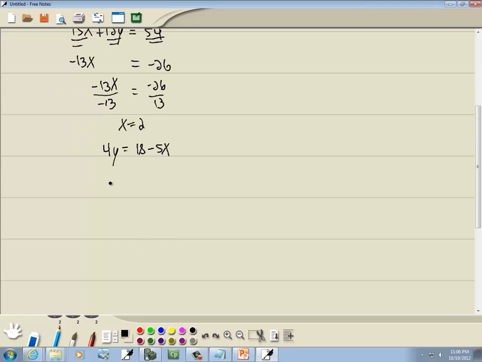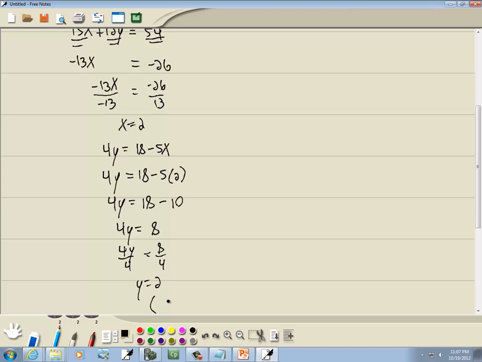And we'll plug the 2 in for the x. So we've got 4y equals 18 minus 5 times 2. And minus 5 times 2 is 10. So 18 minus 10 gives us 8. And divide both sides by 4. And we get y is equal to 2. So our answer will be 2, 2.